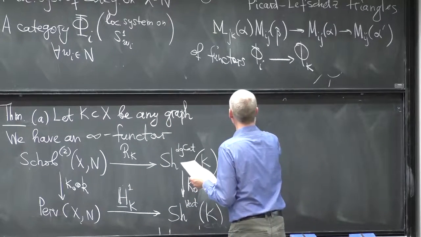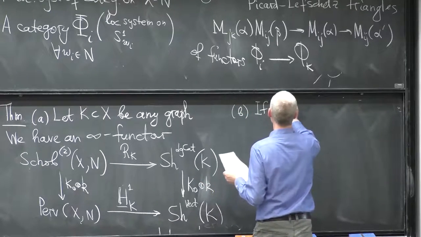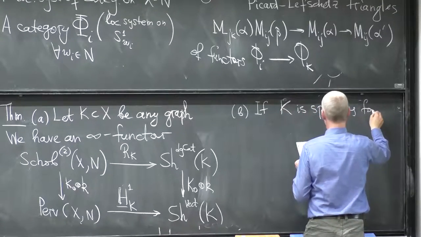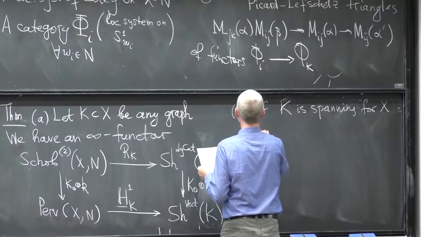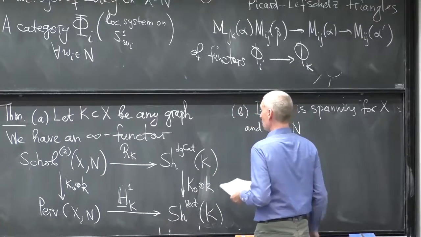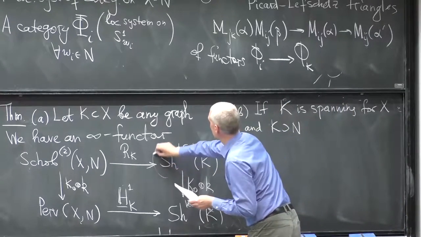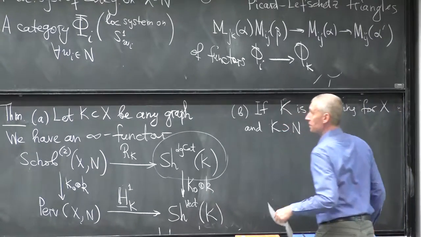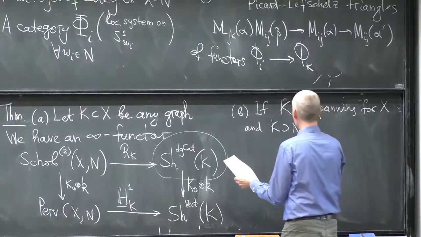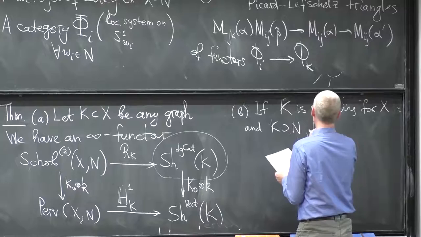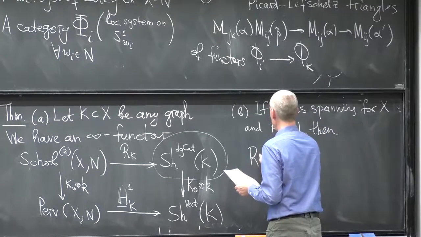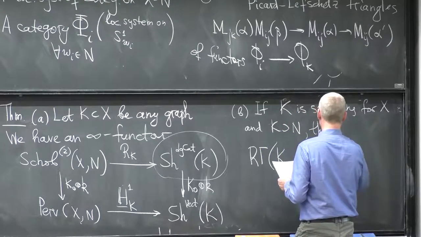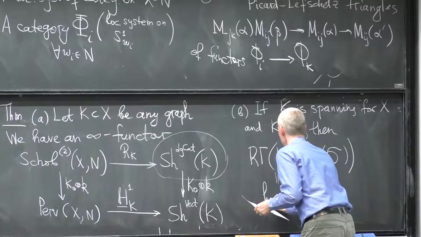Part one and part B, if K is spanning, for X containing N. So now this object is a sheaf of categories on the graph. So for this sheaf of categories, we can form the category of global sections. It's a certain homotopy inverse limit. So if this and this, then I write RΓ of K of this R_K of S. And this is a certain homotopy limit.